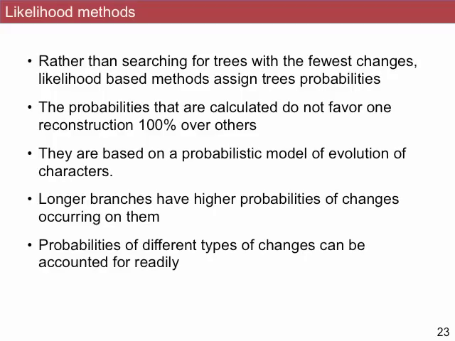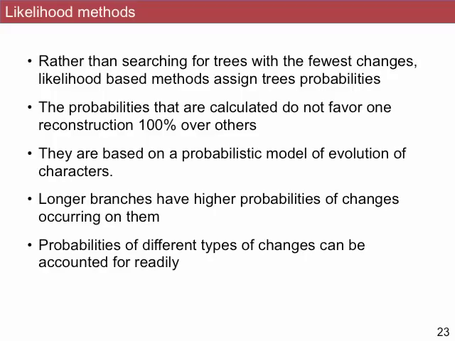So I mentioned these 3 assumptions. Characters might be treated differently. Types of changes might be treated differently. Branches might be treated differently. Likelihood methods allow you to deal with these variances much more accurately. They also happen to be computationally much more expensive, much harder, and so they crunch our computers much more.